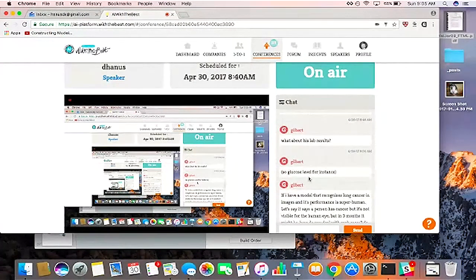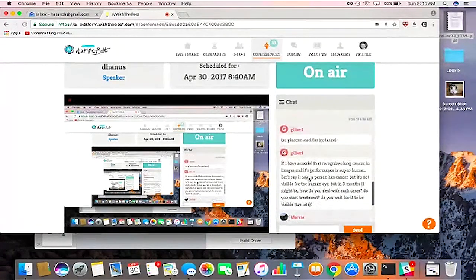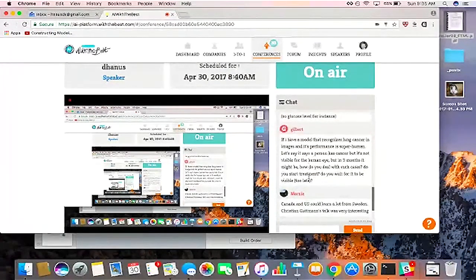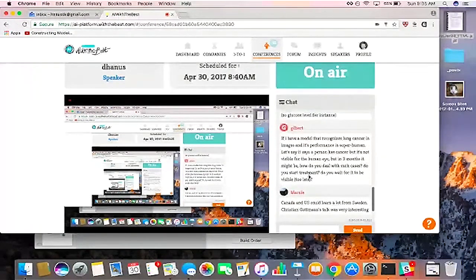What about his lab results? Gilbert says, if I have a model that recognizes lung cancer in images and its performance is superhuman, let's say it says a person has cancer, but it's not visible to the human eye, but in 3 months it might be. How do you deal with such a case?